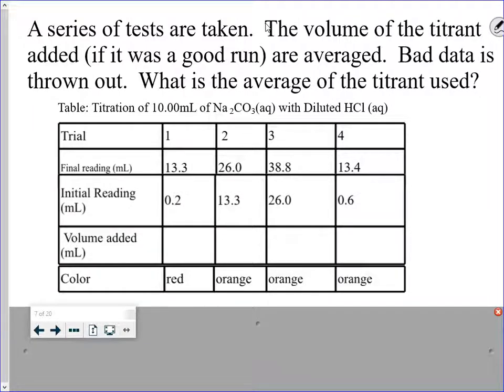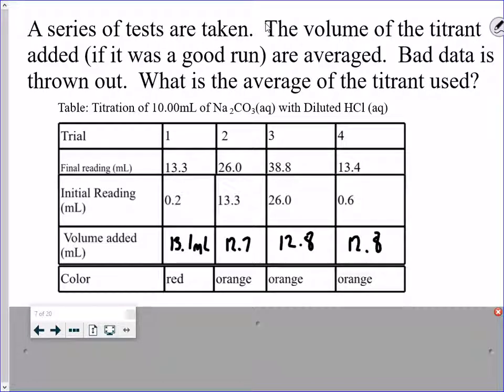Now, just looking at this data, we can figure out a couple things. From the initial and final reading, when we subtract that, we can figure out how much we used. So how much did we use in trial 1? Well, 13.3 subtract 0.2, we used 13.1 milliliters. In trial 2, continuing along, we used 12.7. 38.8 subtract 26, my bad, is 12.8. And 13.4 subtract 0.6, I get 12.8.